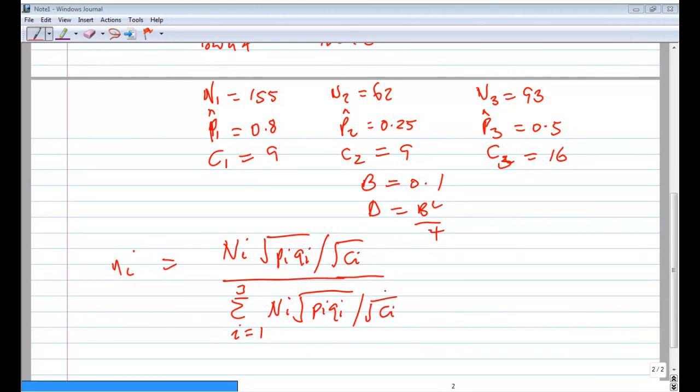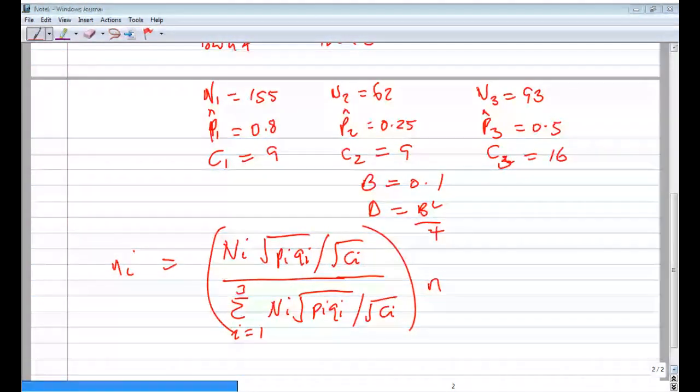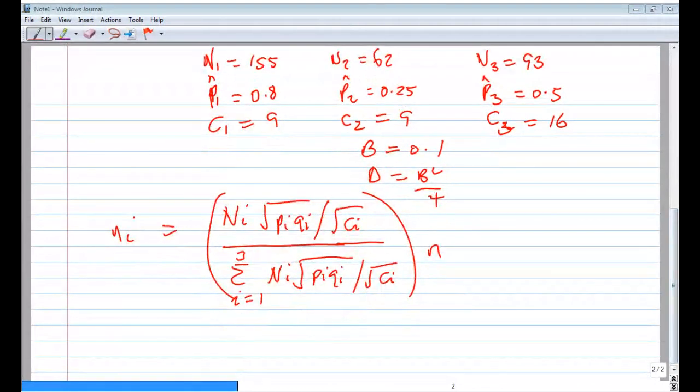Then, because this is the sample size for each stratum, you have to multiply it by the overall sample size, which is N. Okay. So this is the formula that we're supposed to apply. So now, if you still recall, we have another formula for finding the sample size for each stratum.